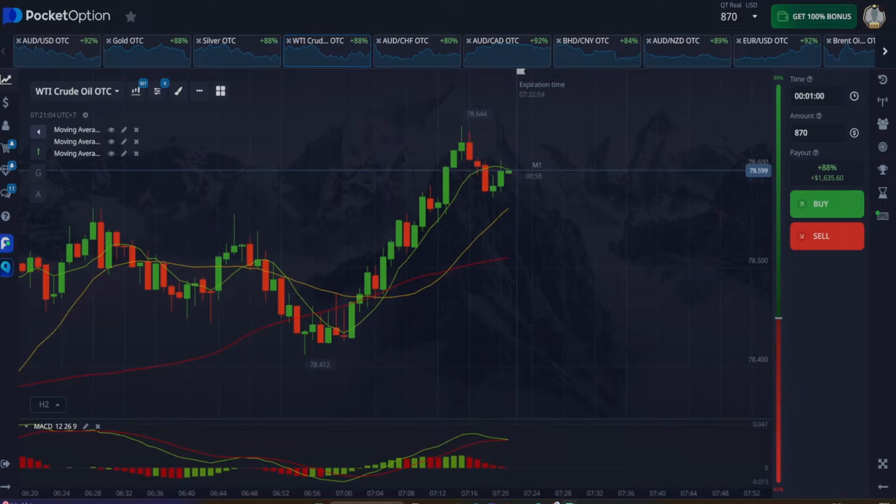Hello traders, welcome back! In today's session, I'll be starting with a balance of $870 and I'm going to show you step by step how to apply a compounding strategy to grow this account consistently. The goal here is not just about making one or two lucky trades, but about using discipline, money management, and technical confirmation so that every trade contributes to long-term growth.